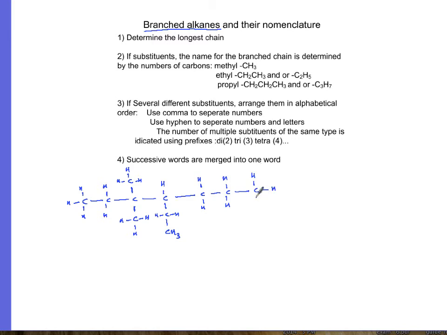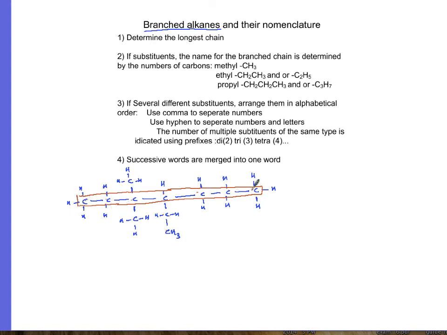The first thing you should do is find the longest possible continuous chain as your backbone. So run your finger or a pen through it. If I go this way, it's 1, 2, 3, 4, 5, 6, 7. Versus if I go this way, 1, 2, 3, 4, 5, 6. Or if I go here, 1, 2, 3, 4, 5, 6. So the longest chain is here. And this is your last name. This is your backbone.